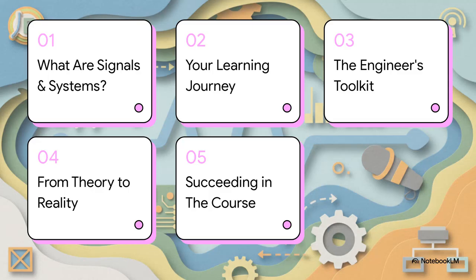So here's our plan for today. We're going to start with the absolute basics. What even are signals and systems? Then we'll map out what the learning journey looks like. After that, we'll check out the super powerful tools engineers use, see how it all applies to real-life problems, and finally touch on what it takes to really succeed. We're going to break it all down step by step.